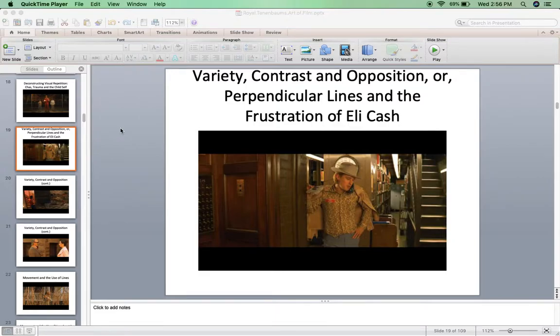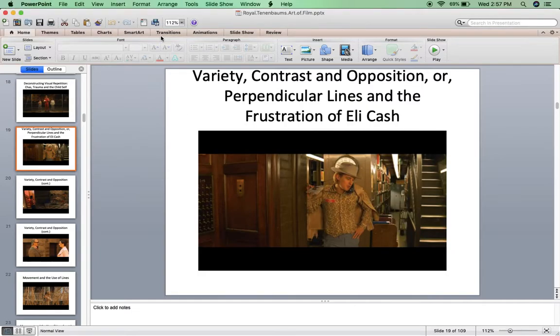Okay, for this remaining discussion of two-dimensional design principles, I'm going to talk about contrast, opposition, variety, movement, and the use of lines. Okay, this one will be relatively short. So let me get this part started.